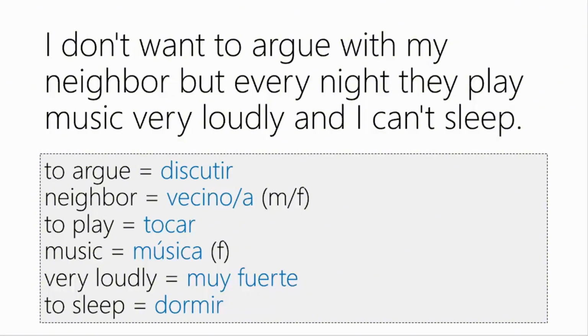Now to play, in Spanish, you can't play football and play a musical instrument. They're different verbs. They don't use the same verb like we do in English. To play music or a musical instrument, they actually use the verb to touch, which is tocar. Then the word for music is música. Notice the accent here. So la música. Very loudly would be very strongly. Fuerte means strong. So muy fuerte could mean very strong, but it is also used for very loudly. Then finally, the verb to sleep is dormir. Pause now and see how far you can get with this translation.